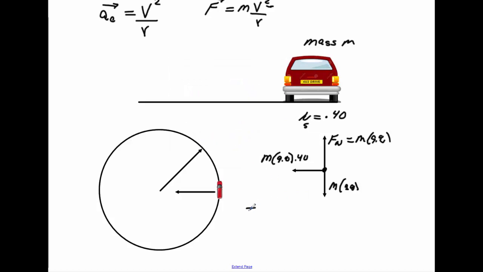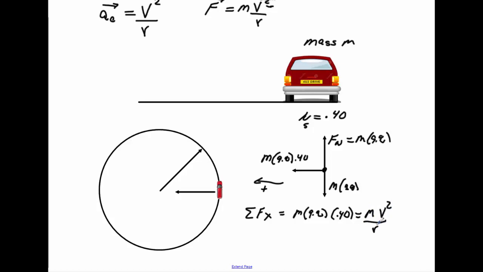If I sum my forces in the x direction, anything going this way I'm going to let be positive, just so I don't have to fight the signs. Then I can say mass times 9.8 times 0.40 is equal to my mass times my centripetal acceleration. Use this equation here: mass times velocity squared divided by r.